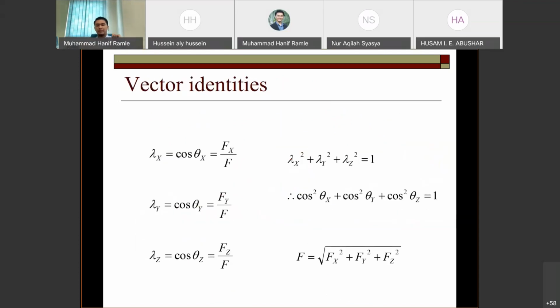All right, let us recap the vector identities. I believe you have learned this before in mathematics. We have lambda s equal to cos theta s. Let me change to the laser pointer. So lambda x equals cos theta x equals Fx over F. You have to remember this relationship: Fx over F equals cos theta x, so Fx equals F cos theta x.